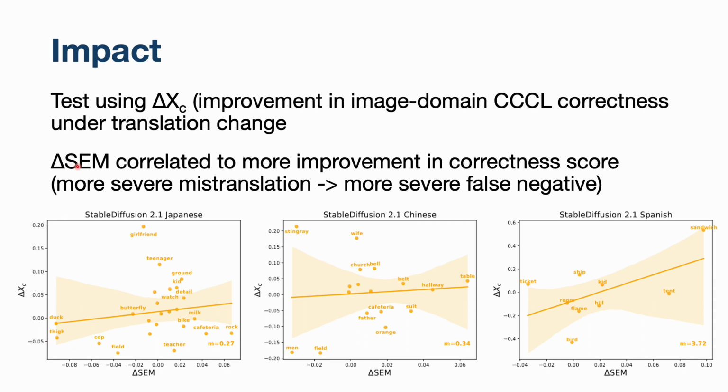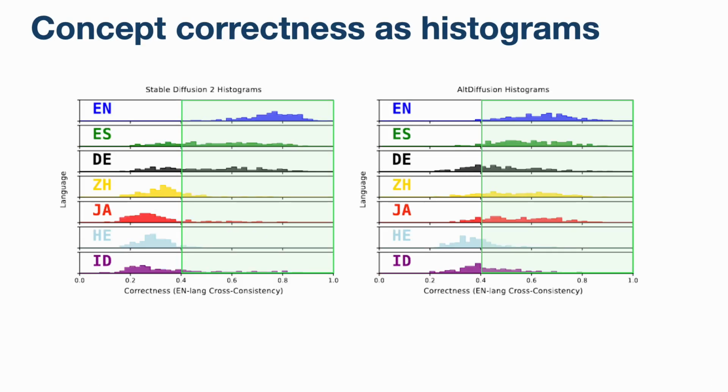We find that delta sem here on the x-axis in these plots is indeed correlated to improvement in the correctness score for Spanish for Stable Diffusion 2.1. But we find that this is not the case for Stable Diffusion 2.1 in Chinese and Japanese. So why could that be? Well, we think that the model's overall knowledge of Spanish, Chinese, and Japanese is the explanatory factor here.